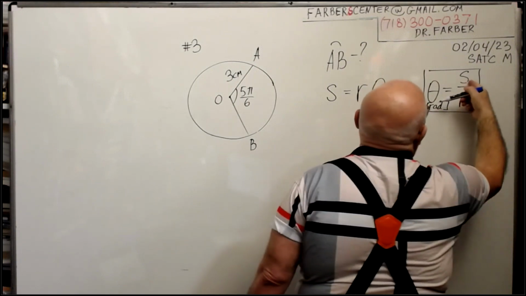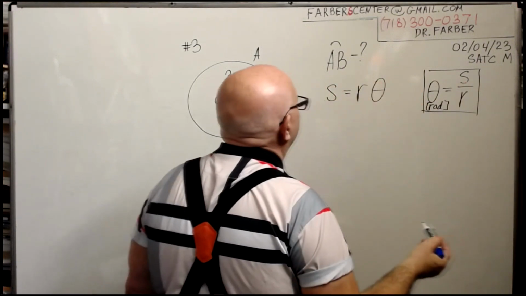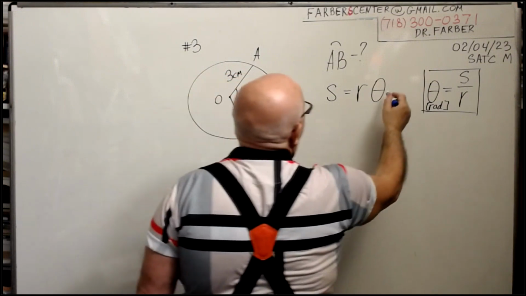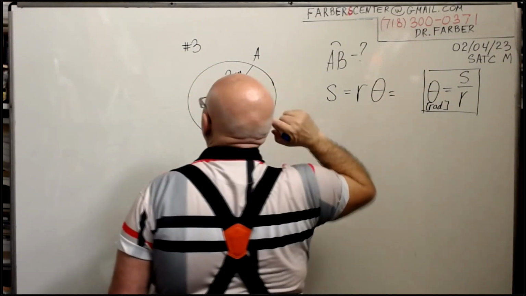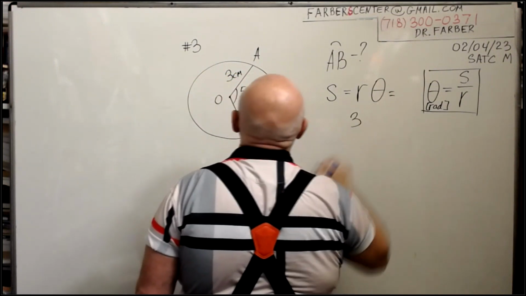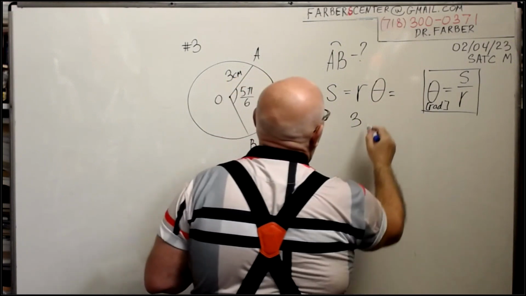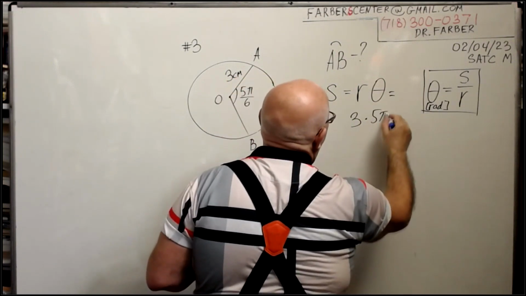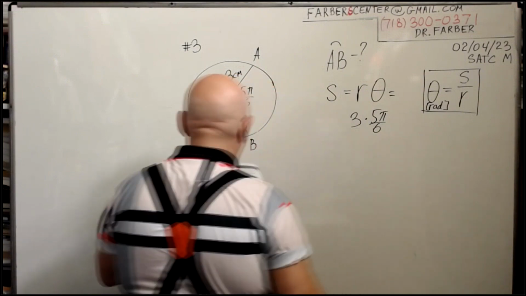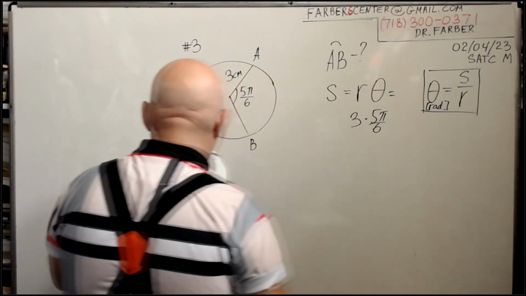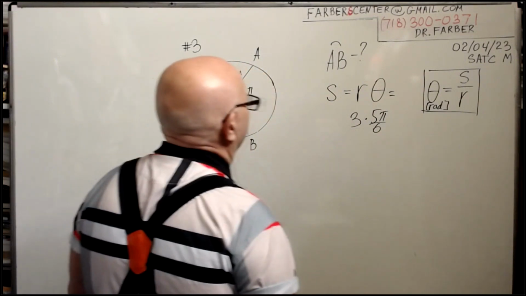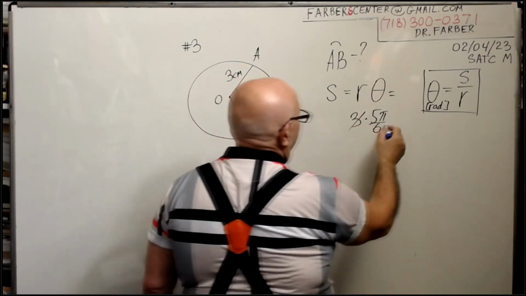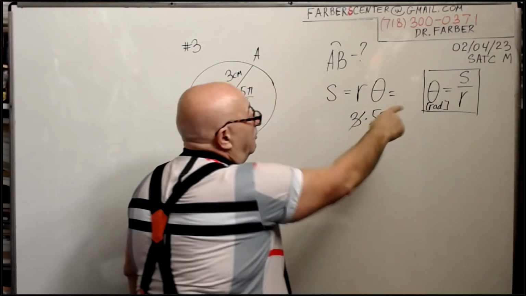From here, length of arc equals r theta. Everything is given. Equals 3 times 5 pi over 6. No problem. And which they provide in radians. Yes. Beautiful formula, use it.